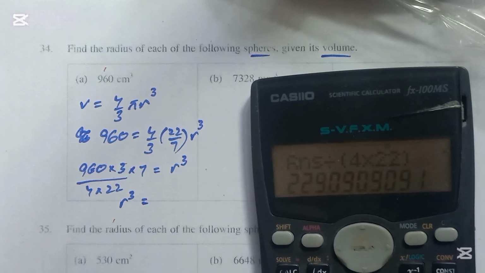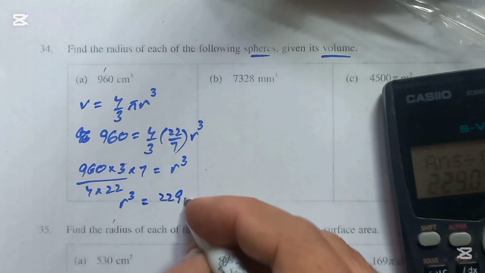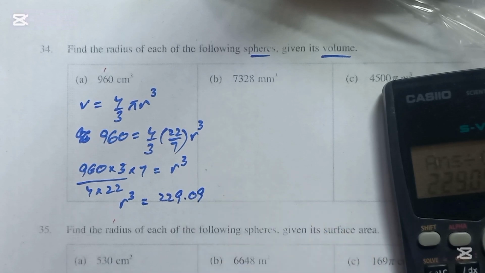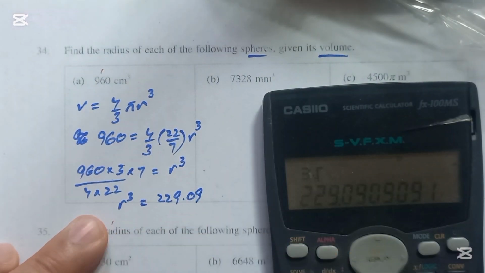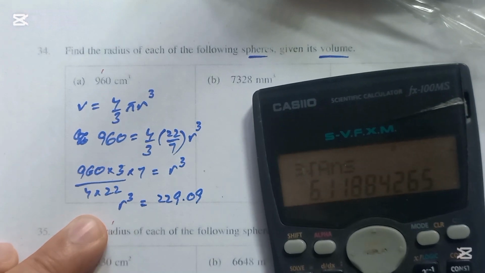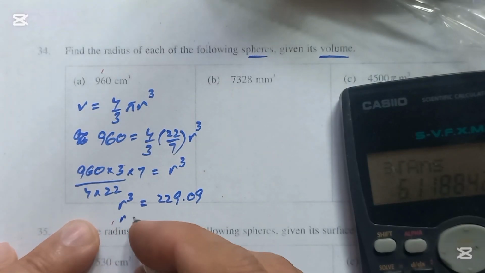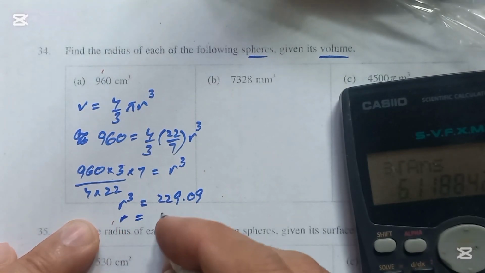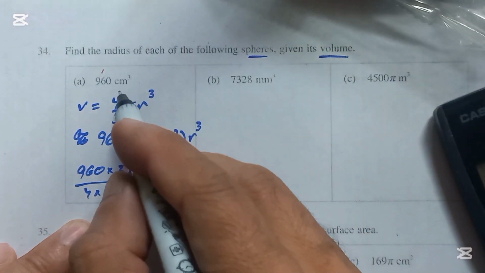So the result is 229.09. Take the cube root of this value on the calculator. This will be equal to 6.12. So r is 6.12 and the unit will be centimeter.